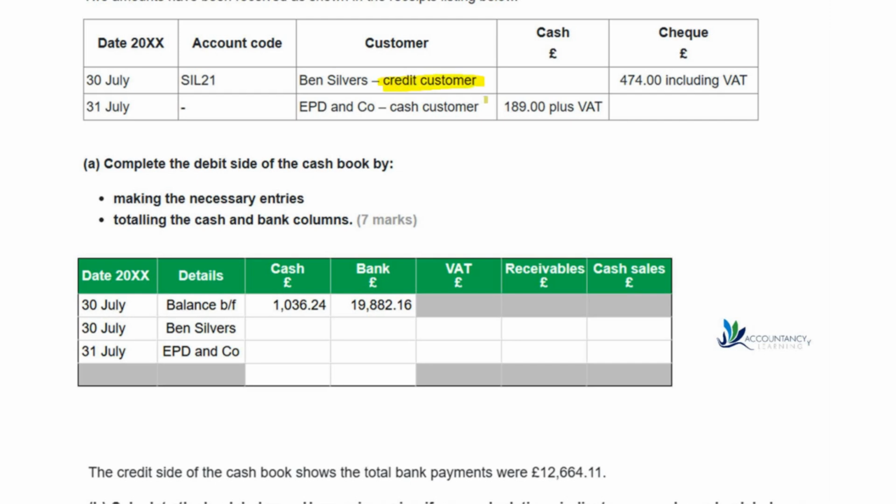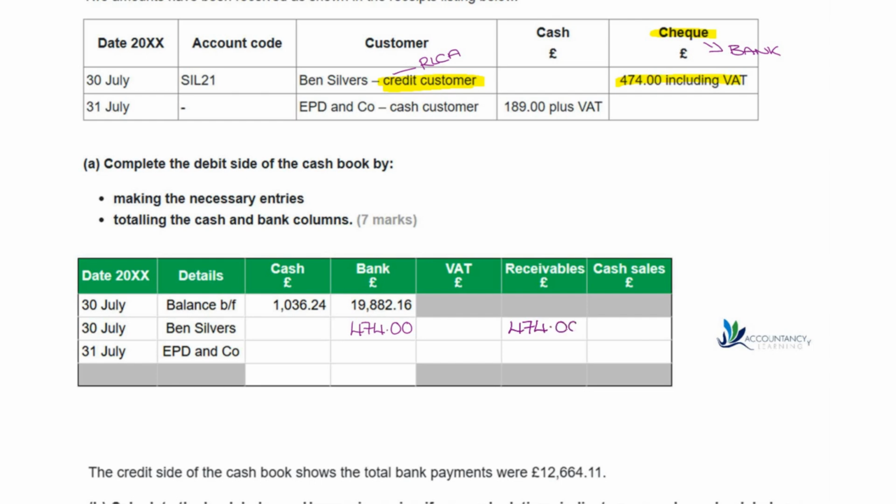Ben Silvers, he's a credit customer and he's paid $474 including VAT by cheque. So payment by cheque is going to go into the bank, and a credit customer means he's going to have an account with us. We will have sent an invoice, so that invoice is going to be part of our receivables ledger control account. So Ben Silvers is going into the bank $474, and we are going to put that under receivables.